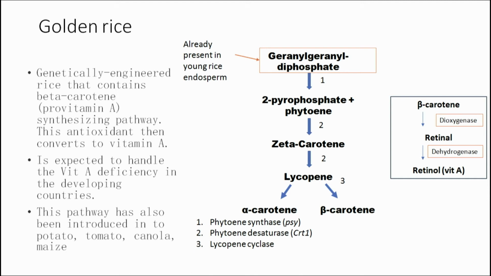Now let me give you an example. We will move to the second example, where I was talking about how you can better a crop. The example I am going to discuss with you is that of rice. And how are we bettering it? We are introducing the property of vitamin A biosynthesis into the crop plant. So not only is it a food grain, but it can also give you vitamin A.